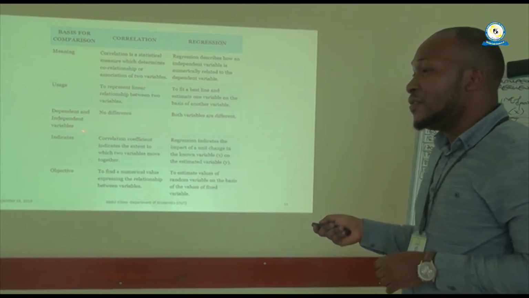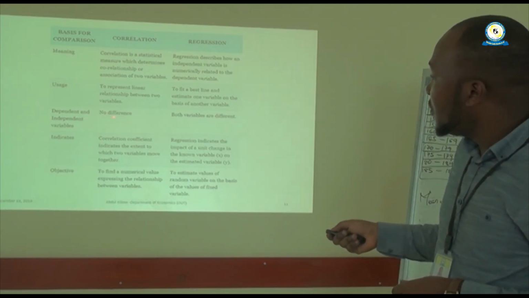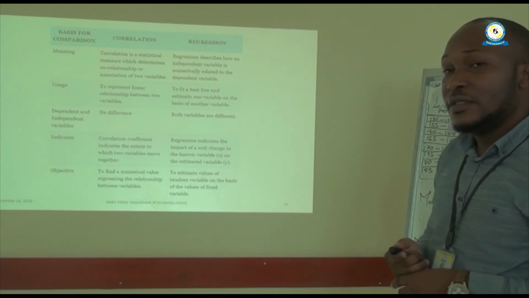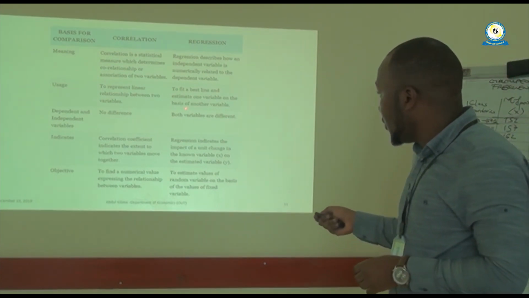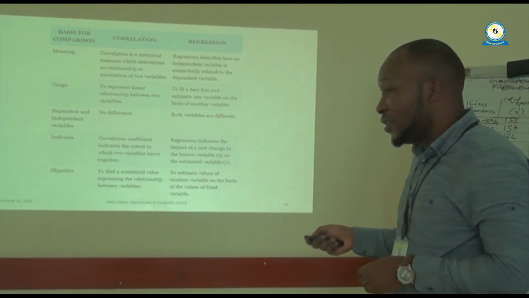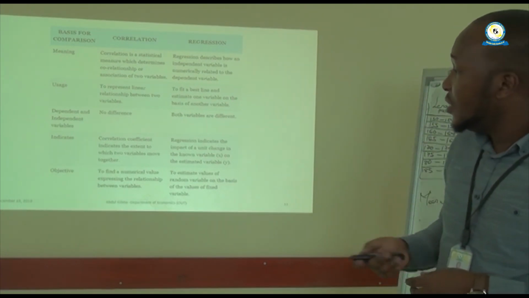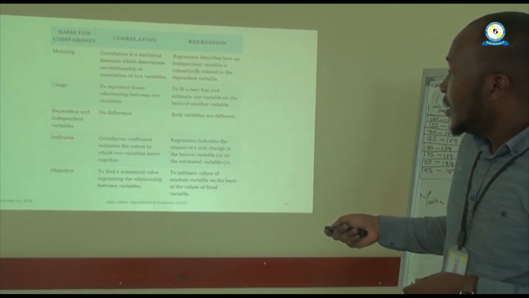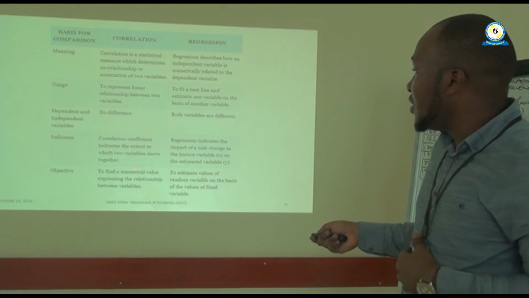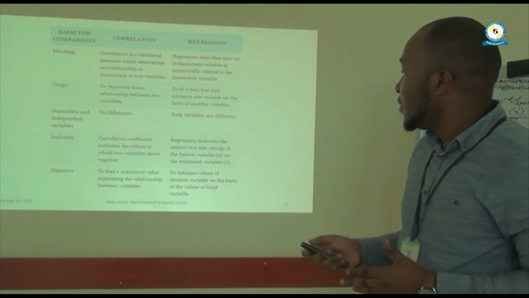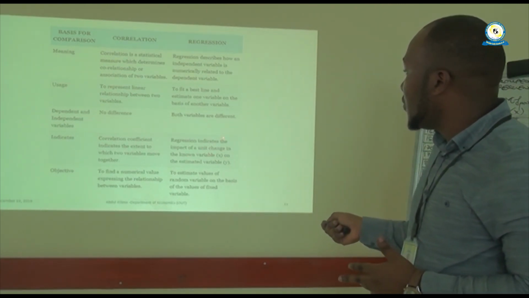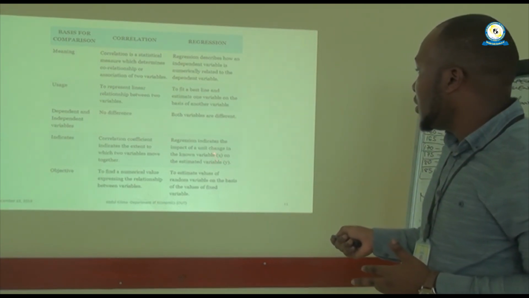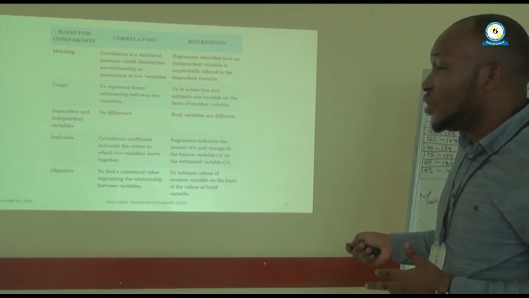Dependent and independent variable: in correlation, we have no difference. Okay? But in regression, both variables are different from each other, for example age and gender. As for indicators, the correlation coefficient shows the extent to which the two variables move together. Regression shows the impact of a unit change. Yeah, we want to know the slope of our line.